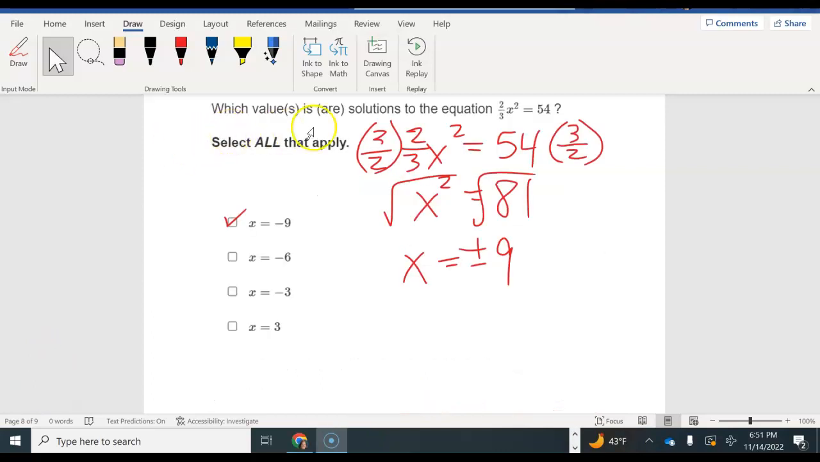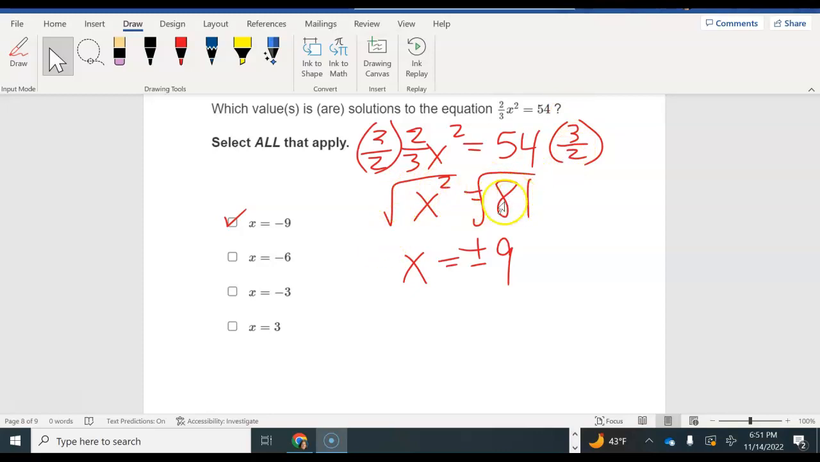All right, the next one says which values are solutions of the equation 2/3 times x squared equals 54. We're trying to solve for x. So to get rid of 2/3, you multiply by the reciprocal, 3/2. So this becomes 6/6. It disappears. And if I do it to one side of the equation, I do it to the other side. 54 times 3/2 is 81. So I have x squared equals 81.